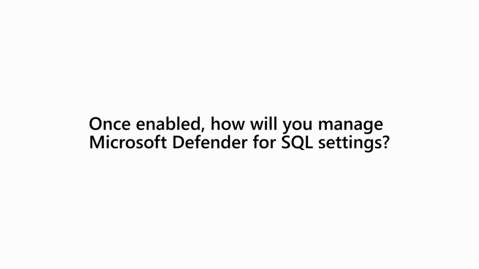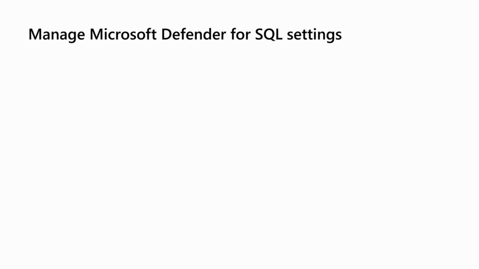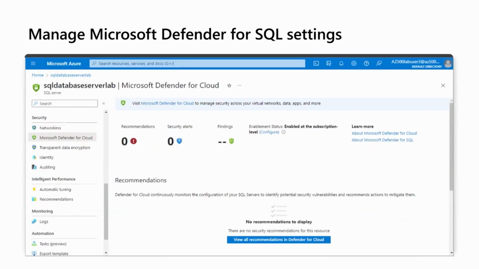Once enabled, how will you manage Microsoft Defender for SQL settings? To view and manage Microsoft Defender for SQL, sign into your Azure portal. Under the Security blade of your server, select Microsoft Defender for Cloud. Here, you'll be able to see the status of Microsoft Defender for SQL, whether it's enabled or disabled.